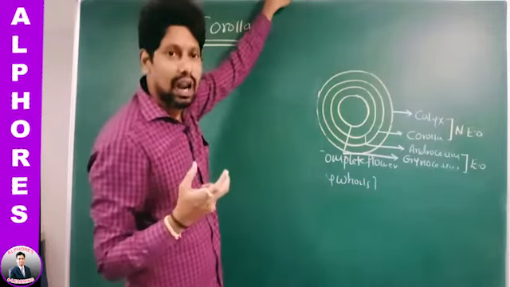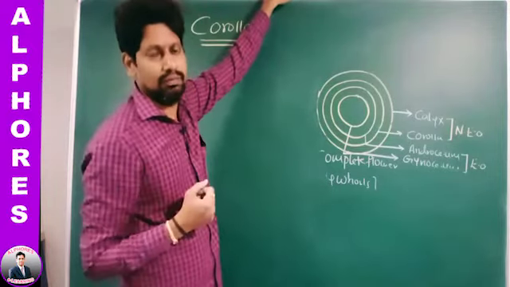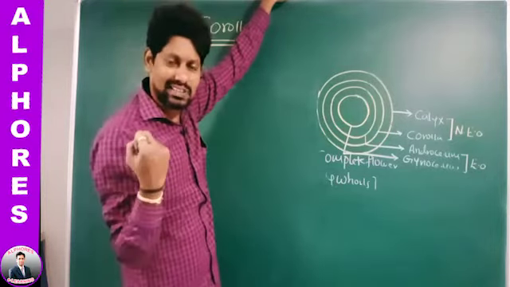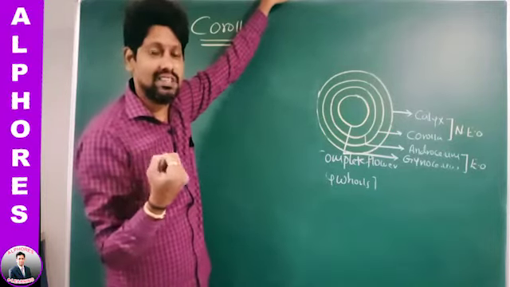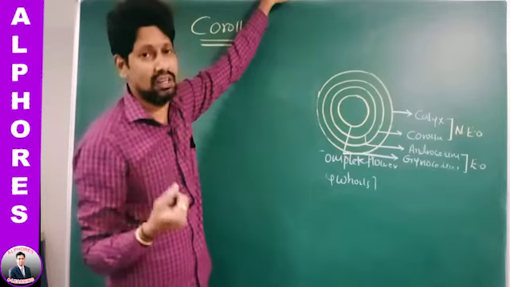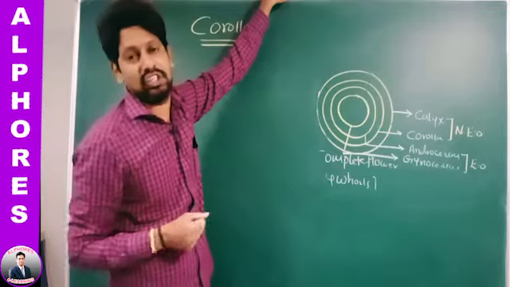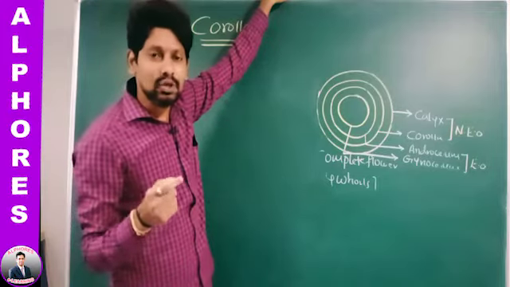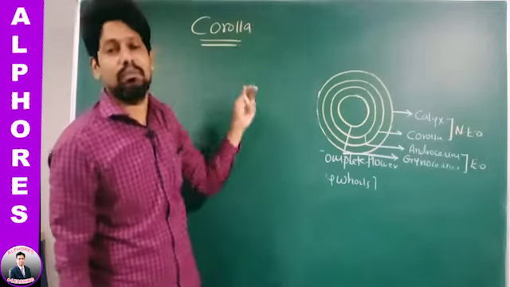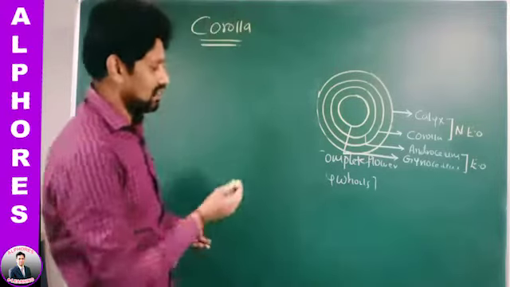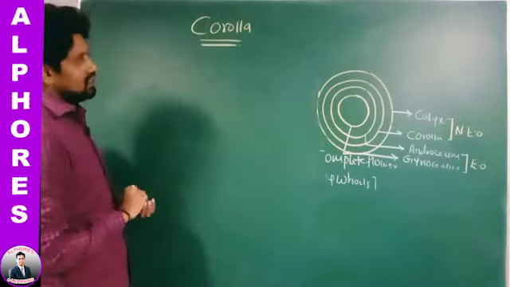This corolla is colorful due to the presence of pigments. So, it attracts the animals for pollination, cross-pollination. What is the unit of corolla? Corolla is made up of petals. We are discussing what? Corolla.